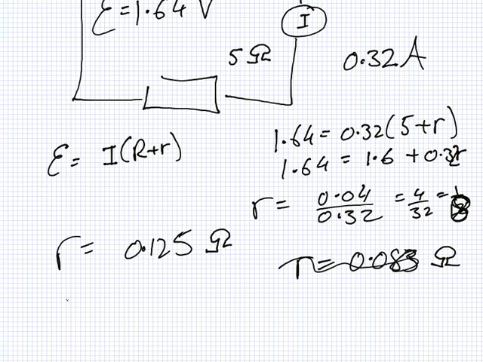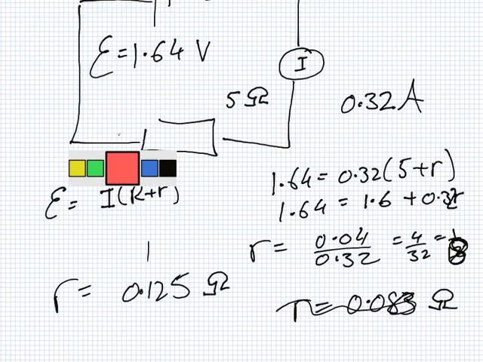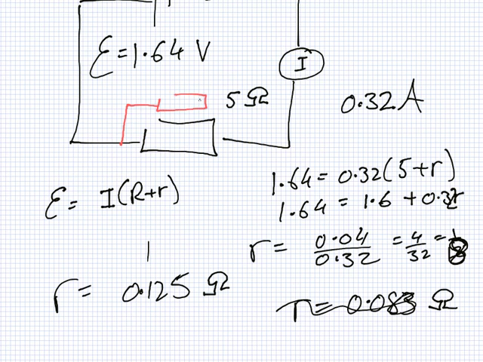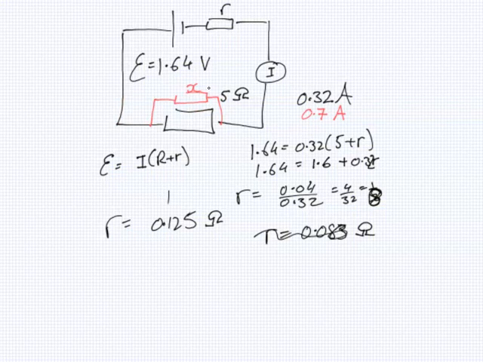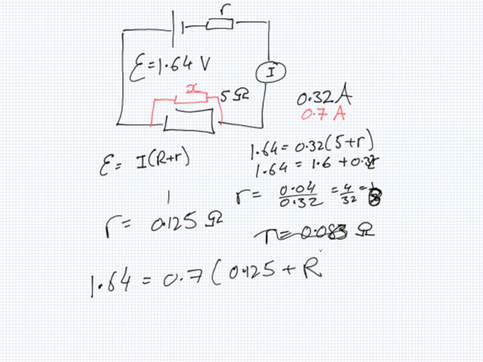When a second resistor is connected in parallel with the 5 ohm resistor, the current through the cell increases to 0.7 amps. Determine the resistance of the second resistor. Alright, so you've added in a second resistor here. So let's use the formula again. E equals I times R plus r. And this time we don't know the R, because that's a missing value.